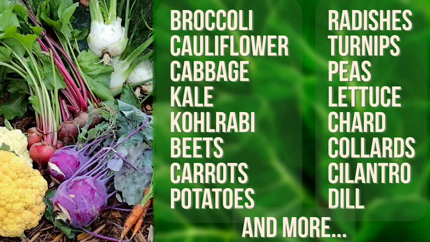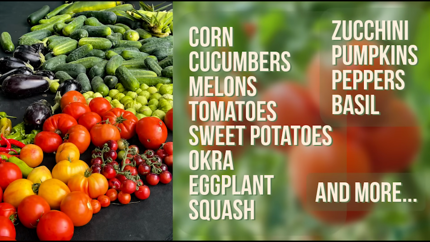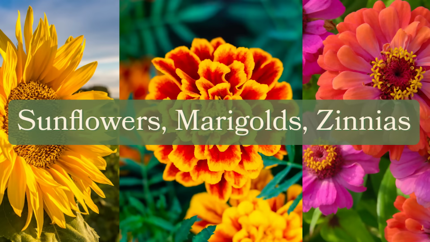Examples of cool season crops include broccoli, cauliflower, cabbage, kale, kohlrabi, beets, carrots, potatoes, radishes, turnips, peas, lettuce, chard, collards, spinach, cilantro, and dill. And some of our cool season flowers are things like calendula, pansies, and violas. Examples of warm season crops include corn, cucumbers, melons, tomatoes, sweet potatoes, okra, eggplant, squash, zucchini, pumpkins, peppers, basil, and our warm season flowers are things like sunflowers, marigolds, and zinnias.